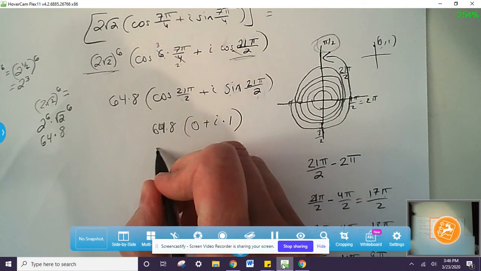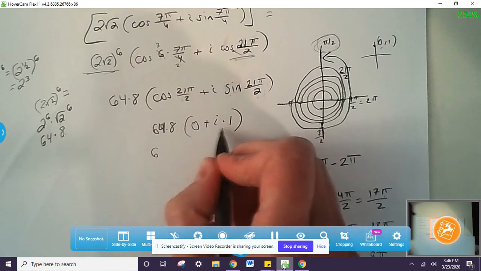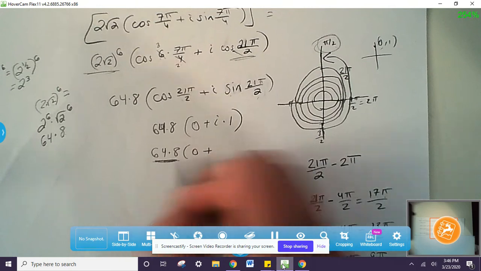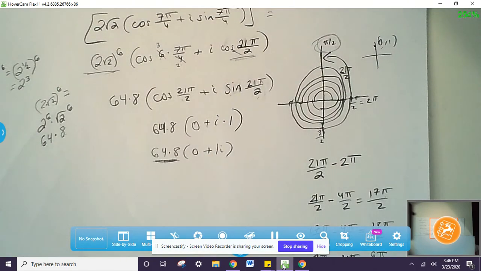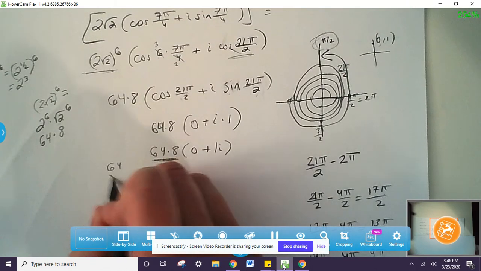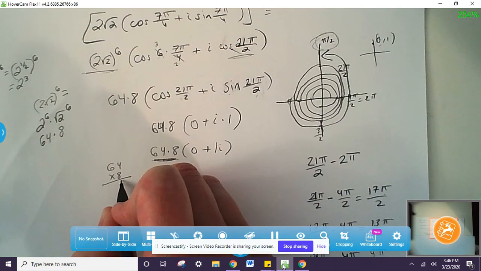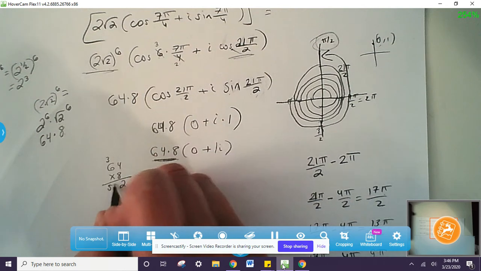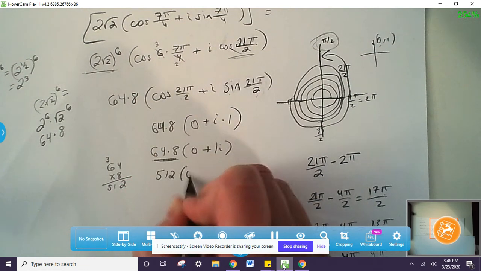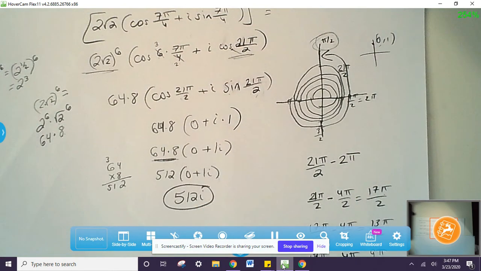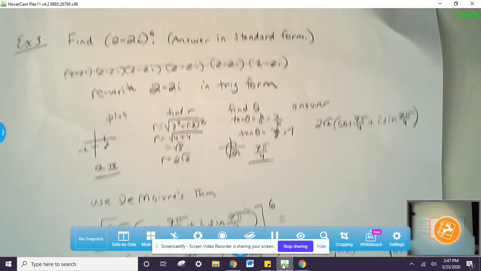Now, I notice here that I'm going to have 0 plus 1i. And I had kept these factored before because I was hoping maybe I'd be able to reduce and not have to figure that out. But it looks like the time has come. I can't avoid it anymore. So 64 times 8 is going to be 512. And when we distribute that in, we're left with 512i. I told you example 3 was a big one. So it really was a lot of work.